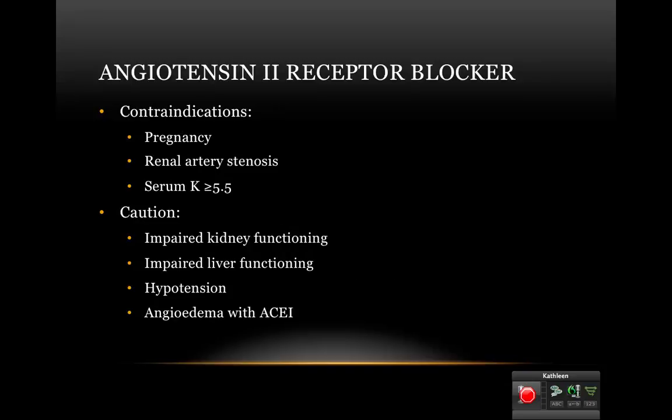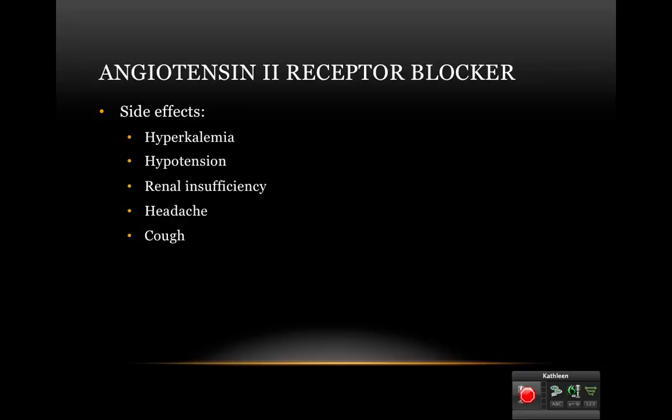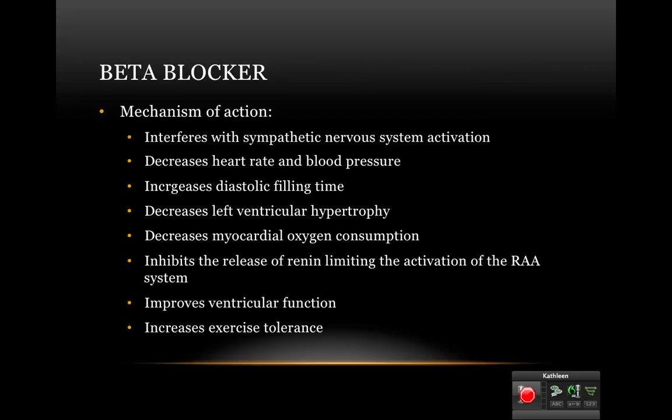Contraindications for ARBs are pregnancy, renal artery stenosis, similar to the ACE, serum K greater than 5.5, caution with impaired kidney function, impaired liver function, hypotension, and angioedema with ACE inhibitors. Side effects: it can cause a high potassium, hypotension, renal insufficiency, a headache, and cough.